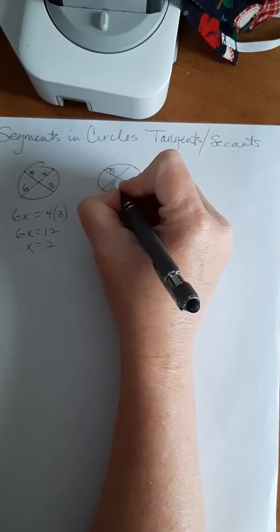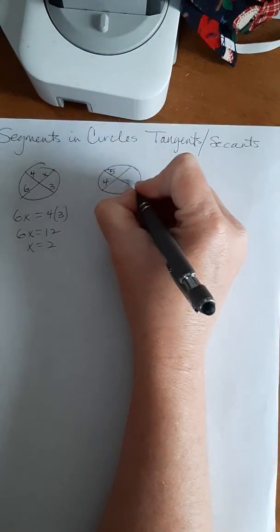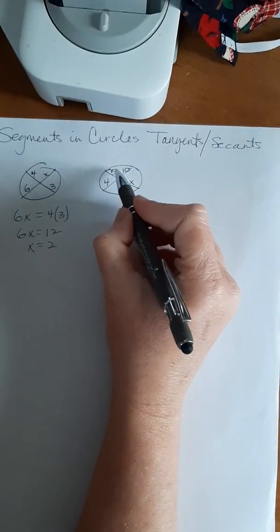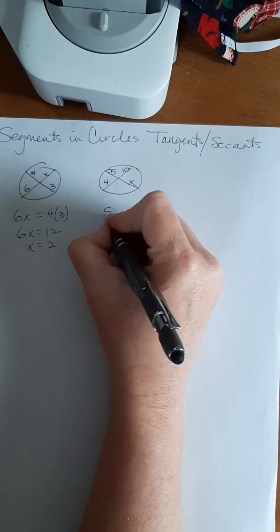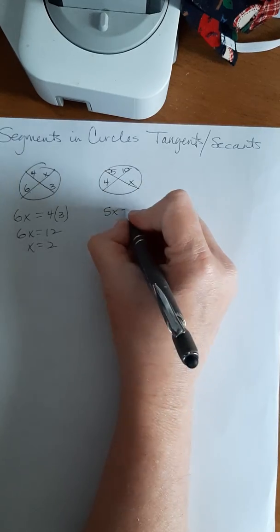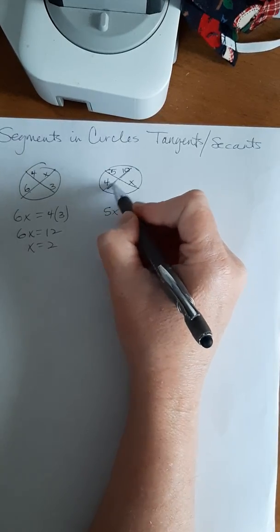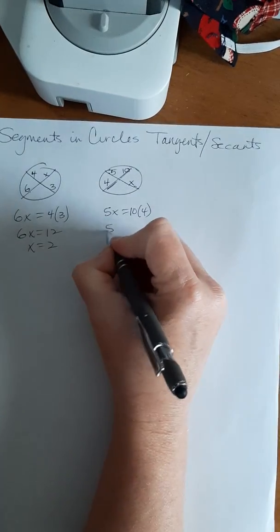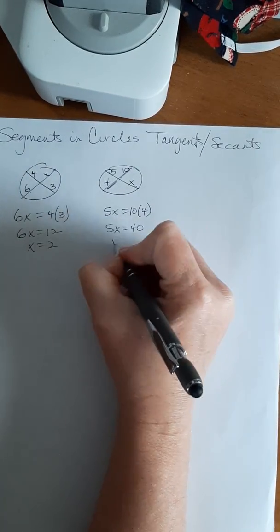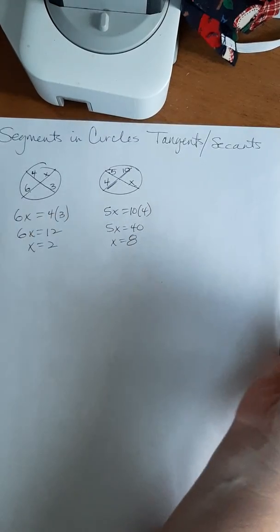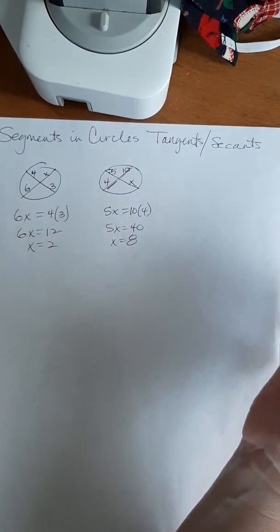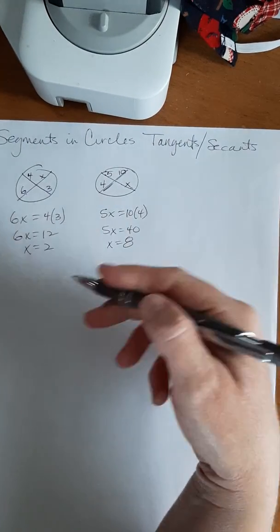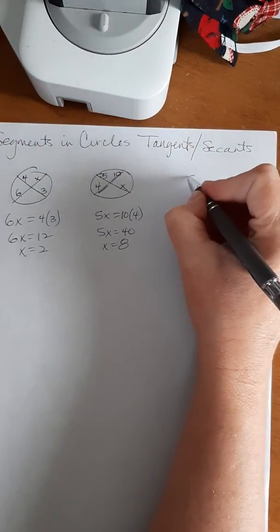Let's say 5 and 4 and x and 10. 5 times x, or it doesn't matter which one you do first, equals, as long as it's the actual pieces next to each other, 10 times 4. 5x equals 40. X is 8. Now, yes, you can get fractions with these. You can get decimals. I just made 2 that were nice.